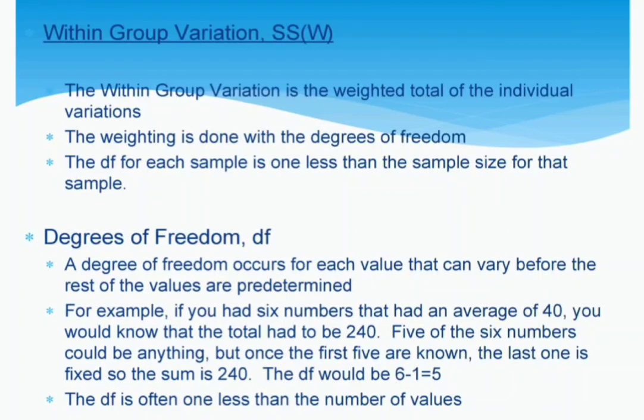Degree of freedom: a degree of freedom occurs for each value that can vary before the rest of the values are predetermined. For example, if you had six numbers that had an average of 40, you would know that the total had to be 240. Five of the six numbers could be anything, but once the first five are known, the last one is fixed so the sum is 240. The degree of freedom would be 6 minus 1, which means 5. The degree of freedom is often one less than the number of values.